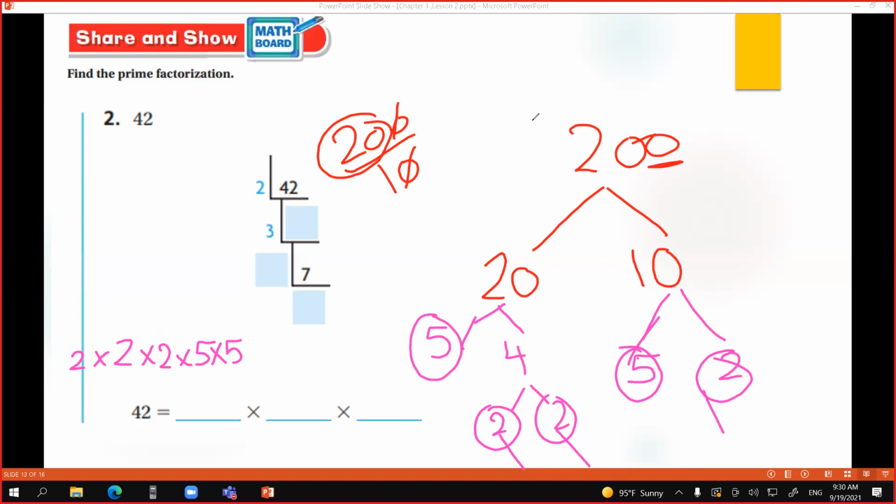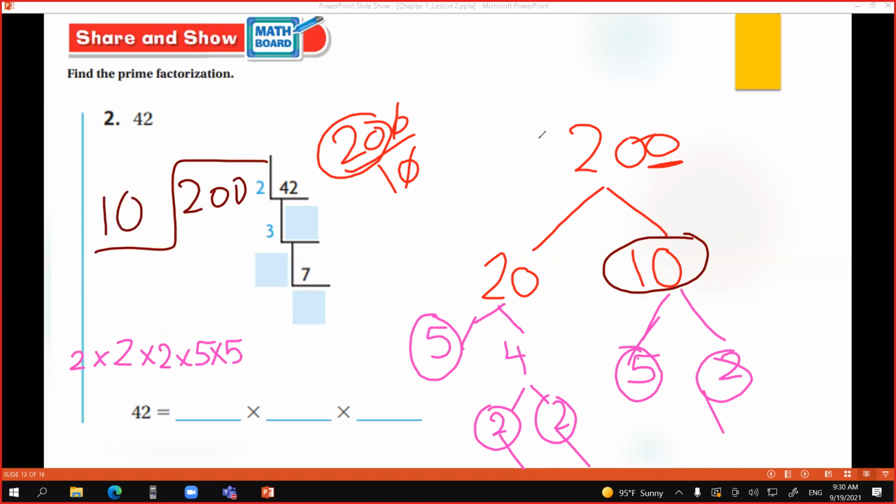Just divide 200 by 10. One of the factors must be 10. Now divide 200 by 10: 20 over 10 is 2. So 2 times 10 is 20, then I add the 0. So just divide 200 by 10.